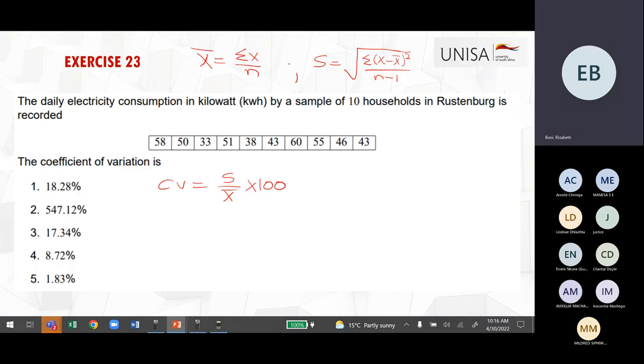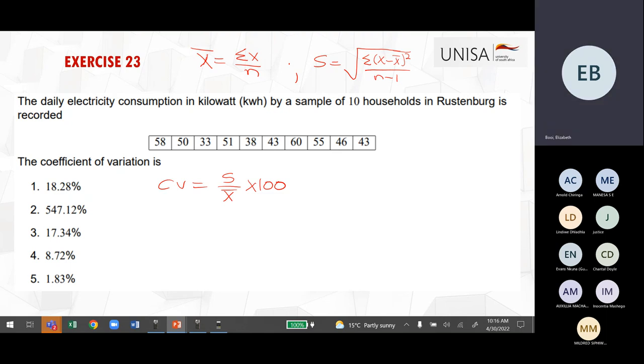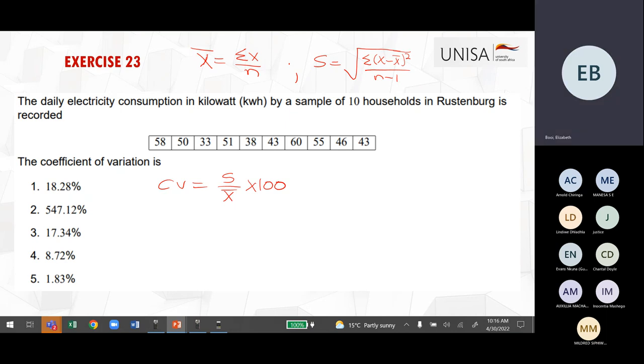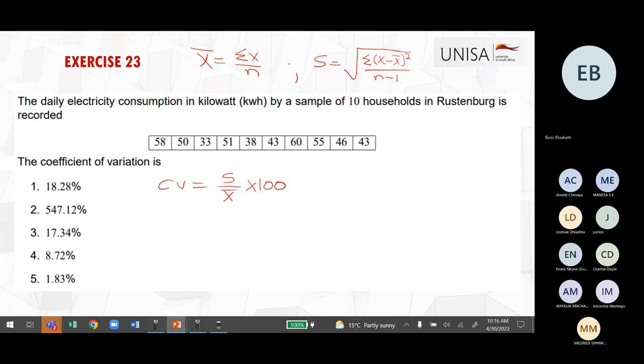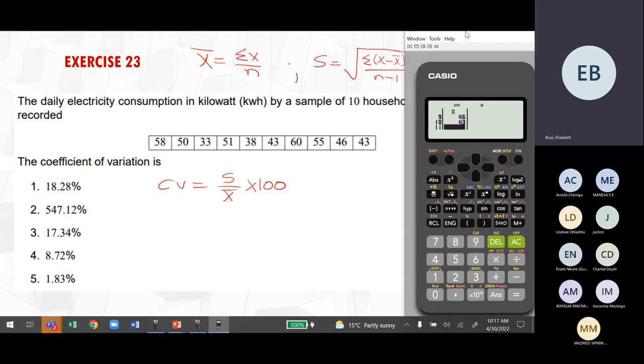And we can finish early today because this is the last question. Do we have an answer? I'm going to calculate them manually now.